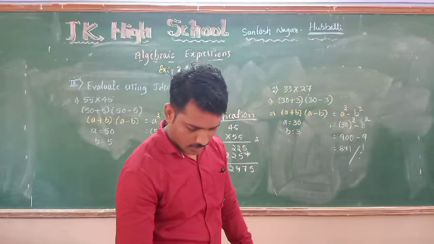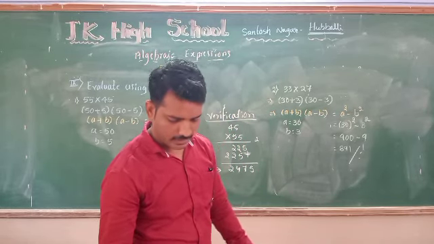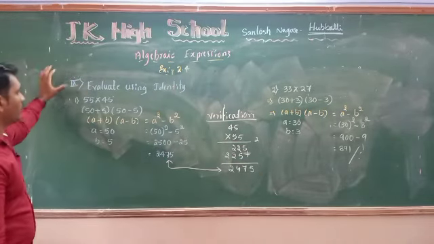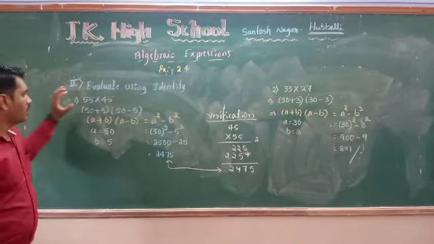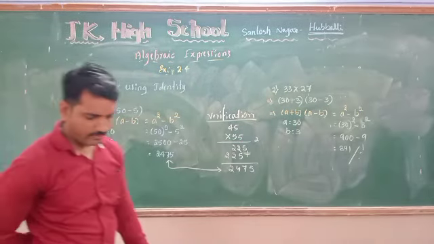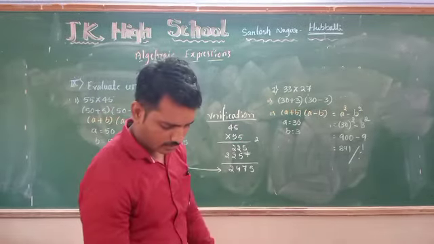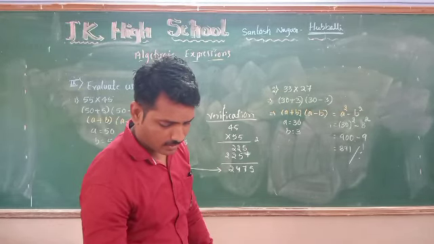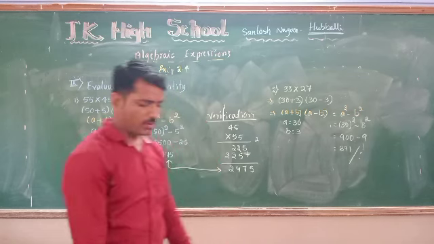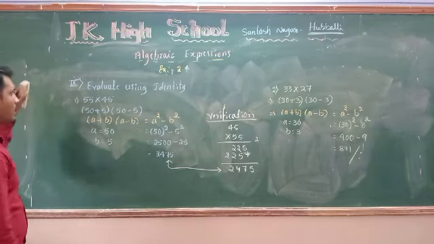Okay. So shall we go for the 10th main? After this is the 9th main. 9th main: evaluate using identity, question number 1 and question number 2. So now I will go to the 10th main. 10th main is nothing but the last main of exercise number 2.4. What is the last main? Okay, I'll draw this on the board.